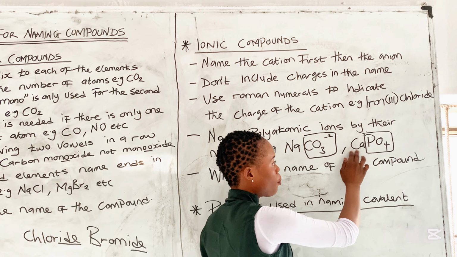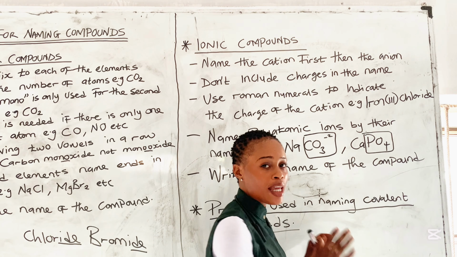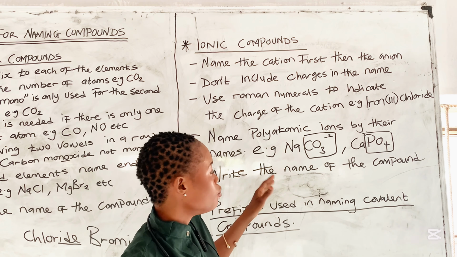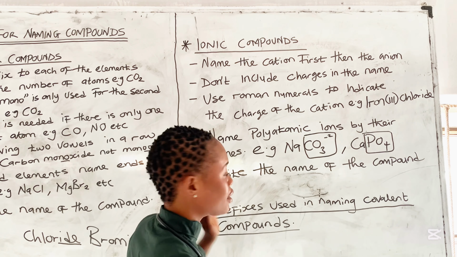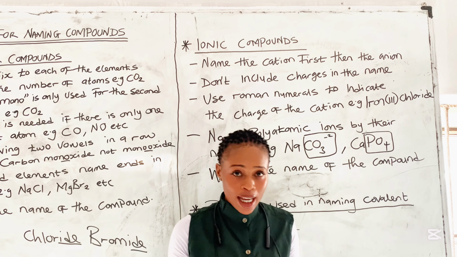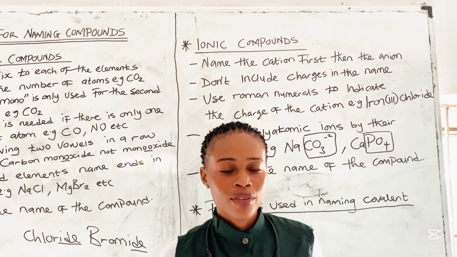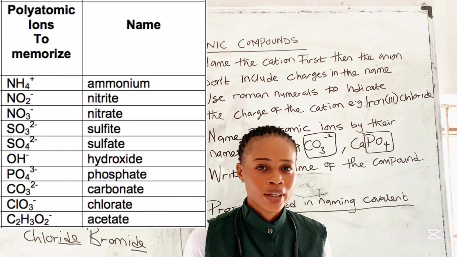Also, we have calcium and PO4. This is calcium phosphate. So the name does not change. Please take note, polyatomic ions must be named using their names. Take time to learn your polyatomic ions. Learn them by heart. We have the phosphate group, carbonate, sulfate, oxide, and ammonium.